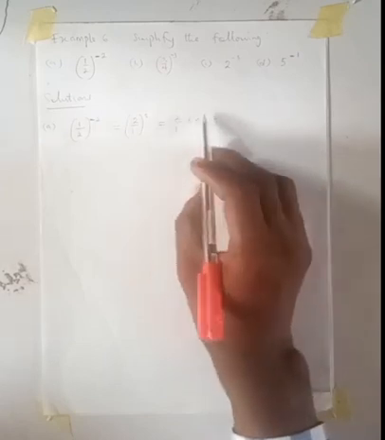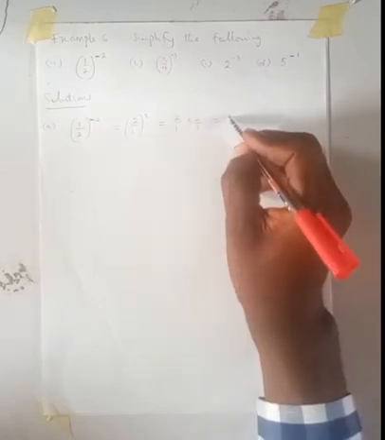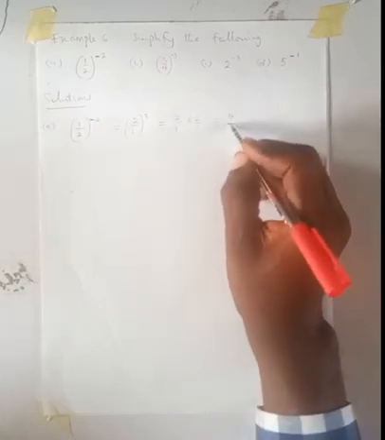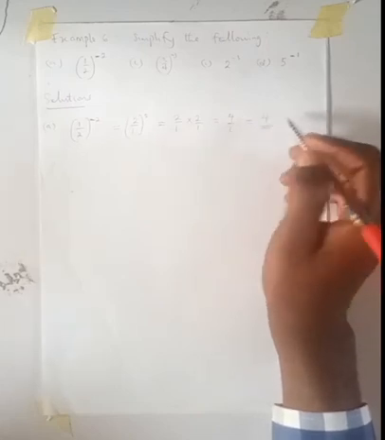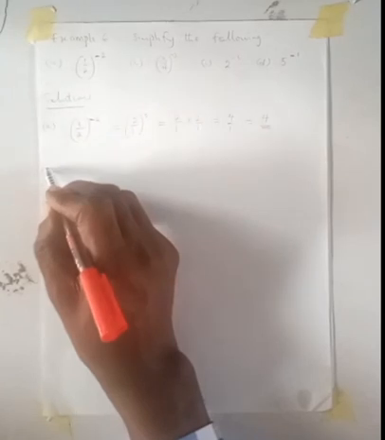And we know 2 times 2 is what? 4. And 1 times 1 is what? 1. So that our final result becomes 4.